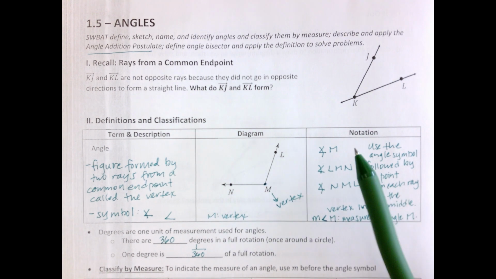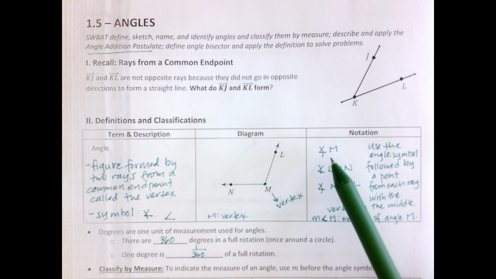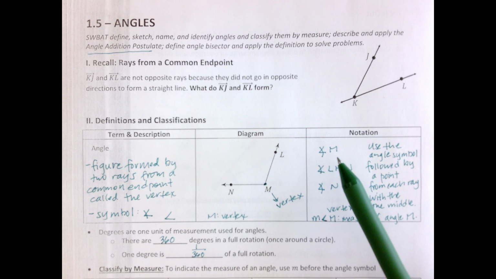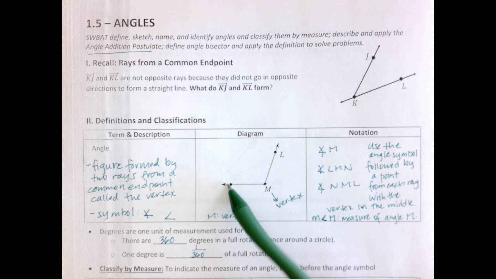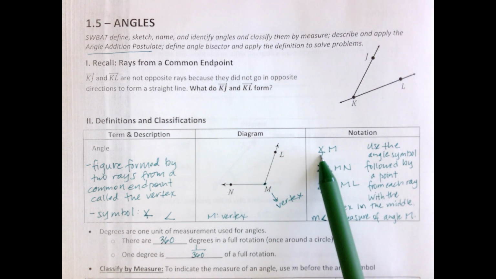How do we write when we have a ray, or excuse me, an angle? We can call this angle angle M. So an angle can be named by its vertex. Simply, and if you want to just name the angle by its vertex, you're free to do so.